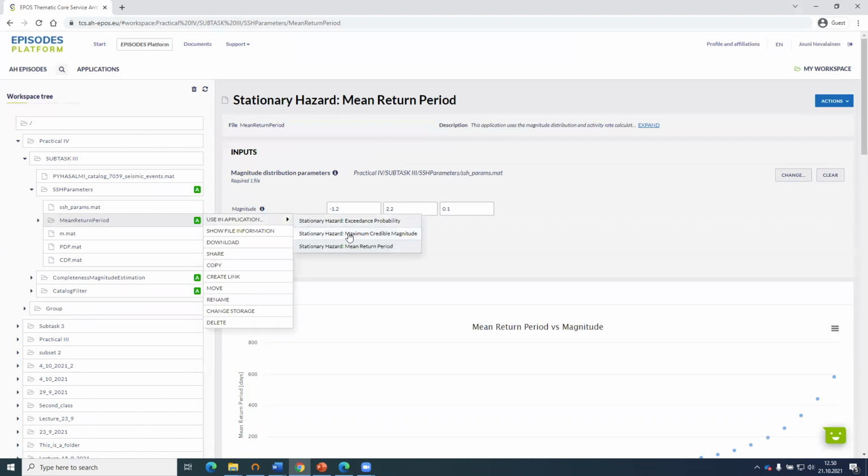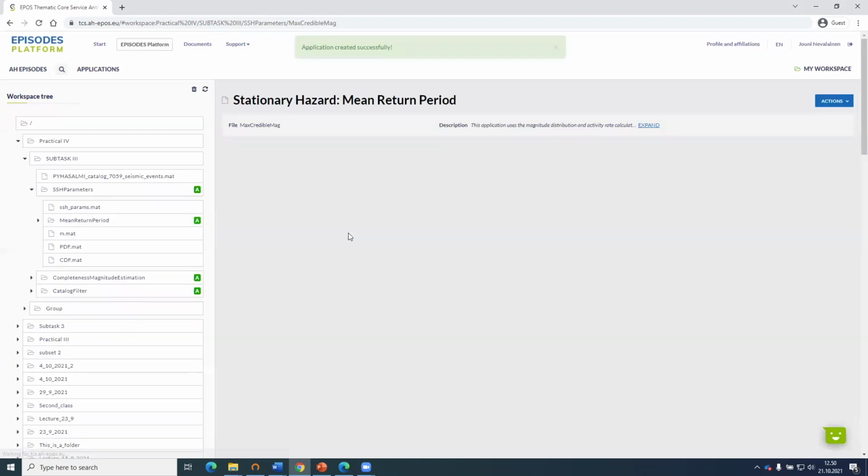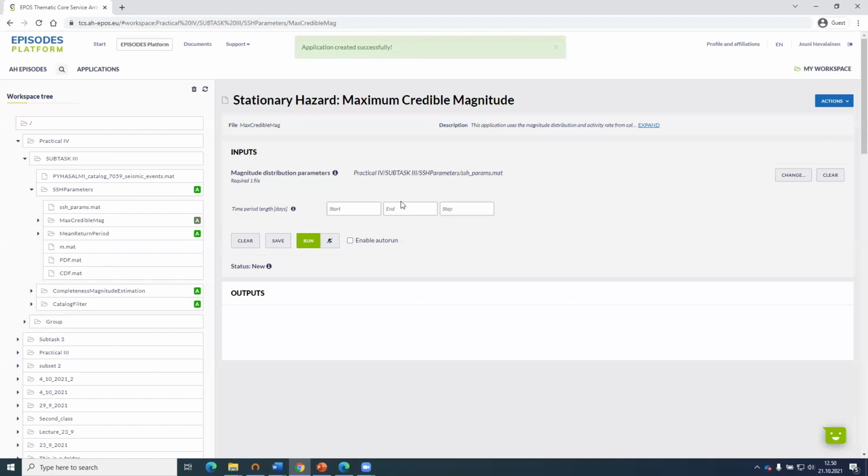And use that in the maximum credible magnitude. Okay, now it's working. So this uses the same input parameters, but we are looking at it from a little bit different point of view. Now we want to know what is the largest event that is most probably occurring in a certain period of time.